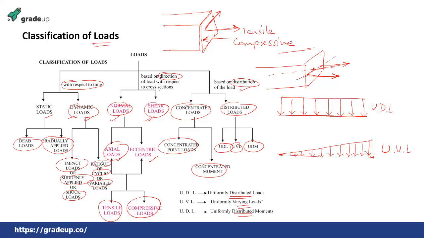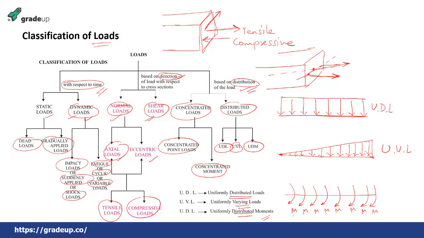Then what is a uniformly distributed moment? Again this is a beam. So if there is a constant moment that is applied at each and every section of this beam, all having the magnitude as m, okay, so this is a uniformly distributed moment. Okay, so these are some of the classification of the loads based on time, direction and distribution.